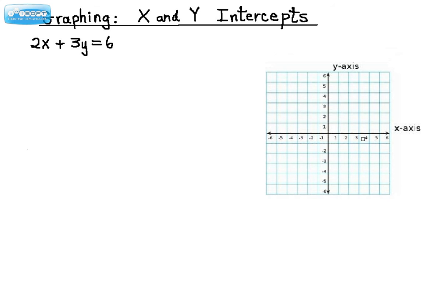The x-intercept is the point at which the line crosses the x-axis, and the y-intercept is the point at which the line crosses the y-axis. So we want to find the intercepts for the x and the y.